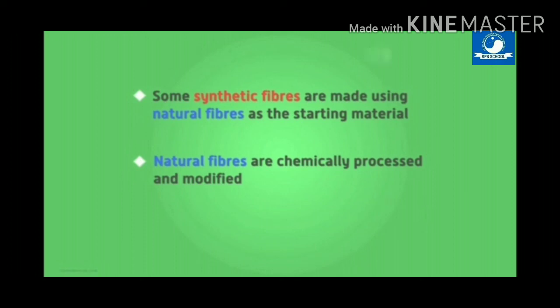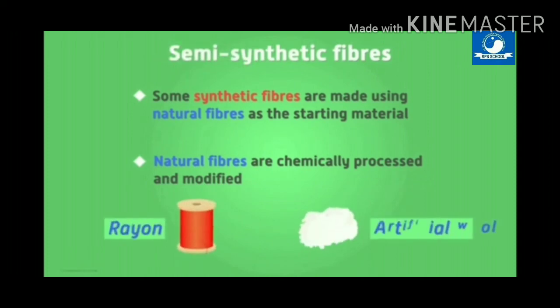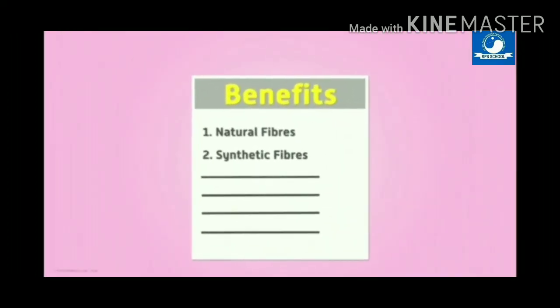These are called semi-synthetic fibers. Rayon and artificial wool are a couple of examples for this category. However, natural fibers still top the charts, especially in the garment industry, for their various benefits over synthetic fibers.